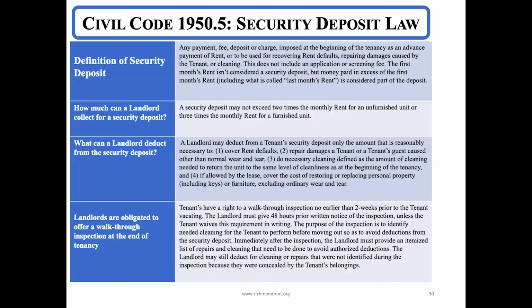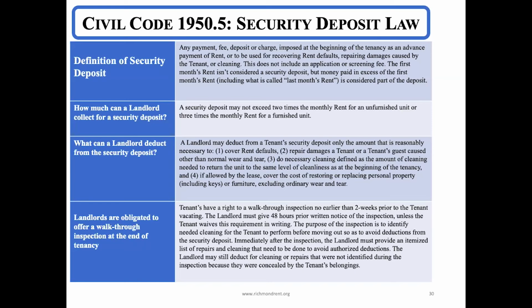So it gives you a definition of what a security deposit is. Essentially any payment, fee, deposit, or charge imposed at the beginning of tenancy as an advance payment of rent. The first month's rent is usually not considered a security deposit, but money paid in excess of the first month's rent, including what's called last month's rent, is considered part of the deposit. How much can a landlord collect for a security deposit? A security deposit may not exceed 2 times the monthly rent for an unfurnished unit or 3 times the monthly rent for a furnished unit.